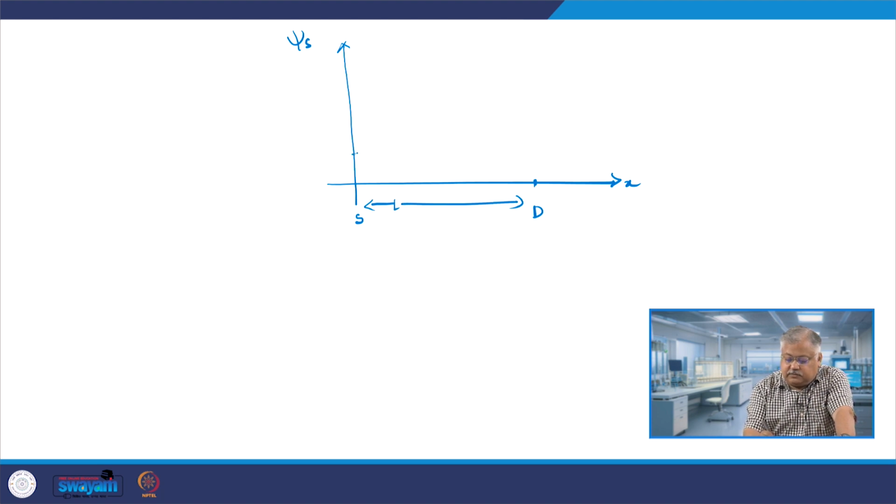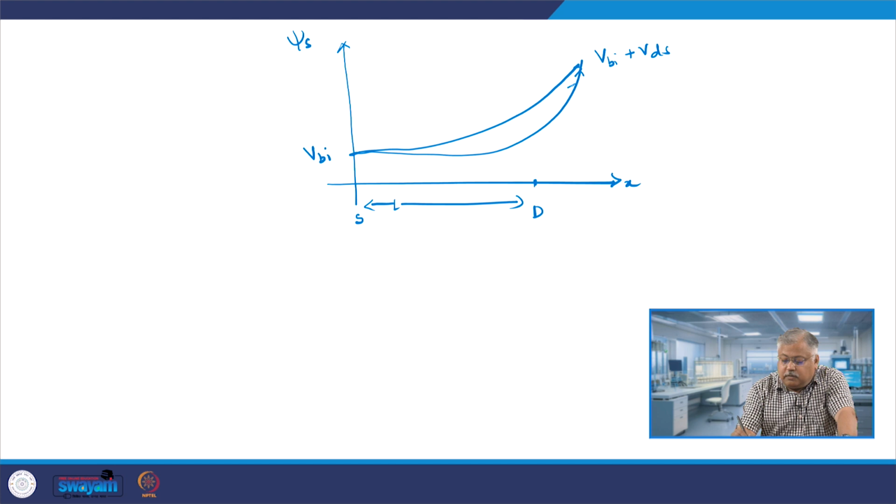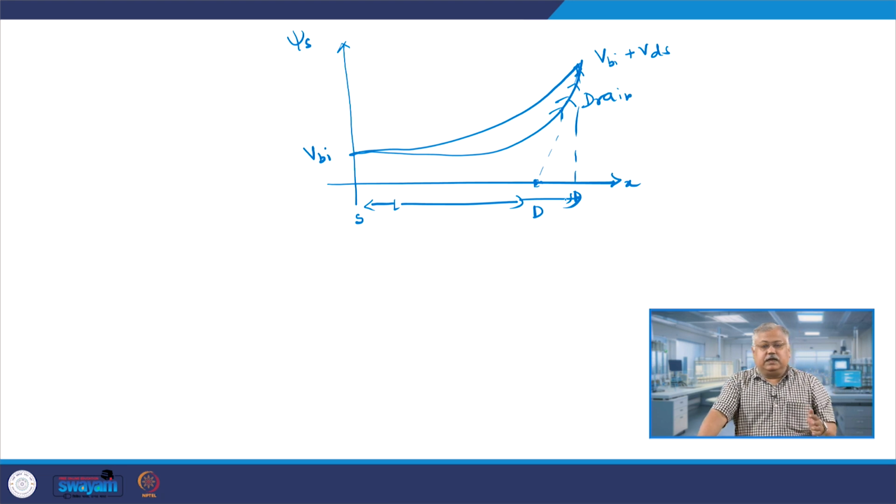Then at the source end the surface potential will be equal to V built in, and at the drain end it will be V built in plus VDS, and the potential varies something like this. Somewhere in the middle it becomes minimum and then it increases, and the increase is much larger towards the drain end. At the drain end the increase is much larger and at the source end it is almost flat, which effectively means that the rate of change of potential with respect to x is much larger towards the drain side, and that makes the electric field also very large on the drain side.